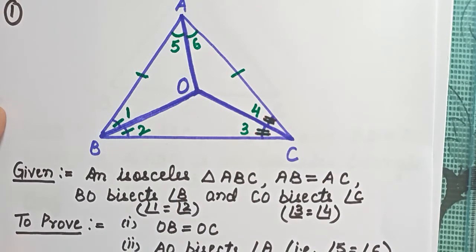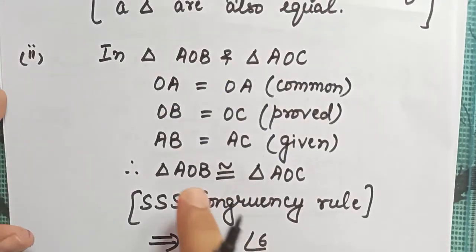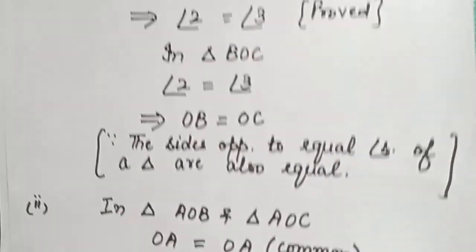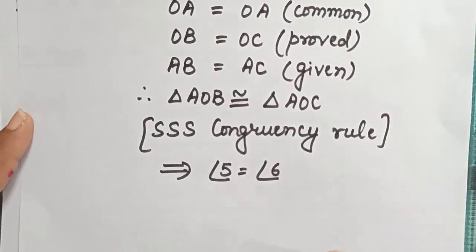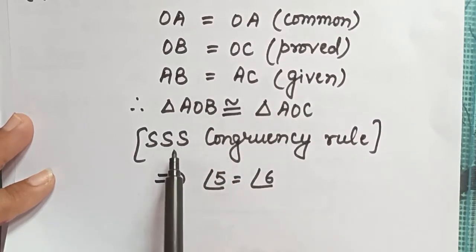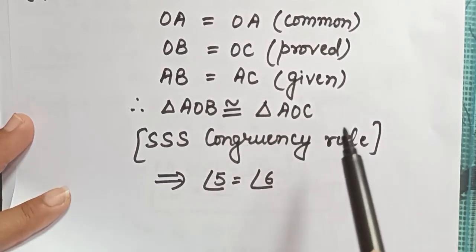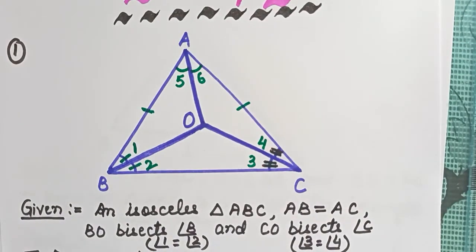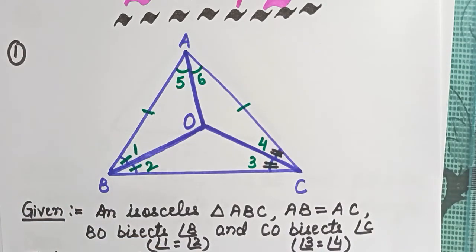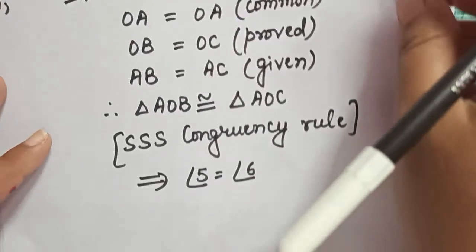So let's write down all the elements for proving congruency. In triangle AOB and AOC, OA and OA are common, then OB and OC are equal. AB and AC are equal, it is given. So the triangles are congruent by SSS congruency rule, and we can say that angle 5 is equal to angle 6. Now angle 5 equals angle 6 means AO bisects angle A. So write down the result: which means AO bisects angle A.